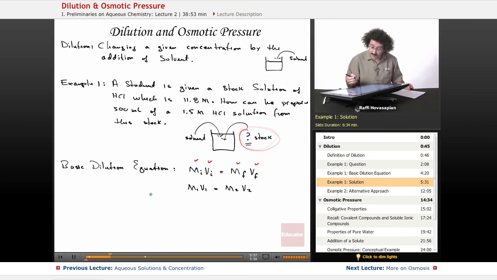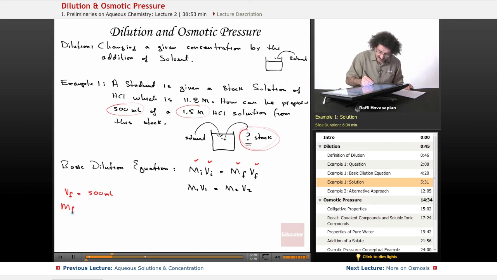In this case, let's see what it is that we have. Well, we know what the final volume is going to be. The final volume equals 500 milliliters, or 0.5 liters, depending on which units you're going to use, as long as the units are consistent. So we have the final volume, and we also have the final molarity. We're looking for a solution which is 1.5 molar. I'm just going to make my M's the way that I'm comfortable doing it here.